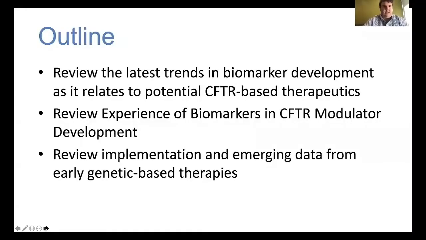This talk will discuss the following outline. We'll review the latest trends in biomarker development as it relates to potential CFTR-based therapeutics and provide an overview and summary of current and recent work. I'll explain the recent experience of biomarkers in CFTR modulator development as a background for what is going on with current path to cure and gene-based therapies. And we'll review the implementation of emerging data from early gene-based therapies and next steps for developing CFTR biomarkers for this type of investigation.